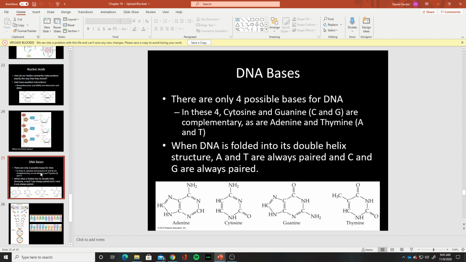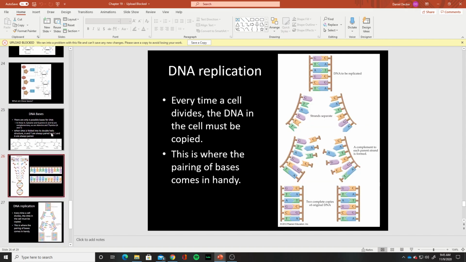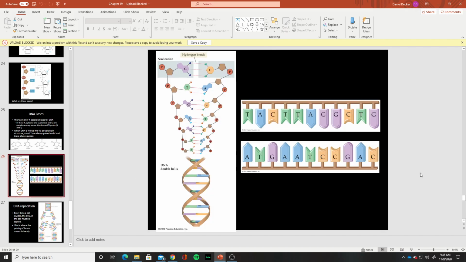Okay, so then the last thing here is with the DNA bases. I do expect you to know which DNA bases pair up. So A and T are always paired, C and G are always paired, and I expect you to be able to make a matching set of DNA. So if I were to give you this, for example, ATGAATCCGAC, and if I were to ask you to make the corresponding base pair chain, I would expect you to make this.